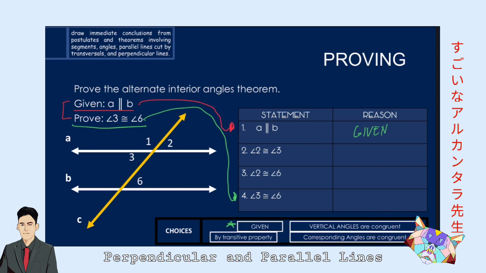So first we look at the statement. It says here that angle 2 is congruent to angle 3. We know that's by vertical angles because we know that vertical angles are congruent. And then next, what's the relationship of angle 2 and angle 6? That's what we have to figure out. They're corresponding angles. So corresponding angles are congruent also.